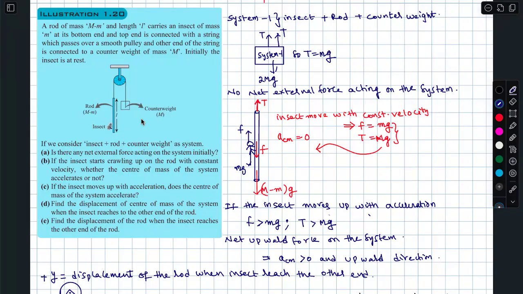Tejaswini, is it clear? Now, this is my system, free body diagram. What are the different forces acting on the system? One is the tension force of the string T, the tension force of the string T, and as a whole gravitational force 2mg.